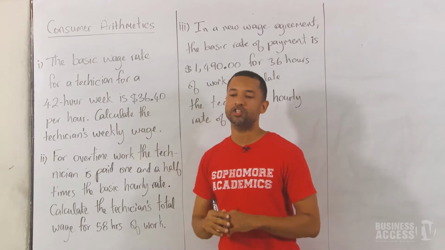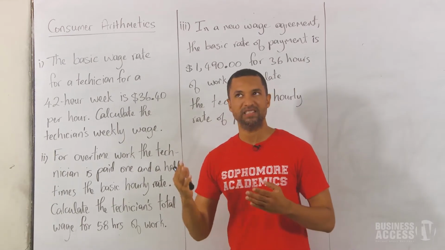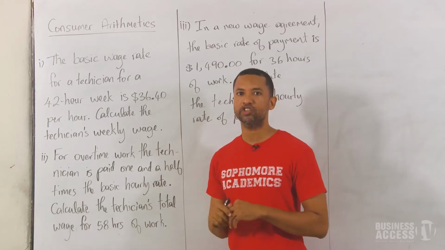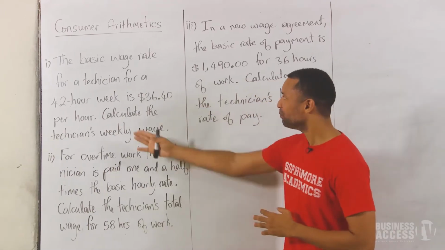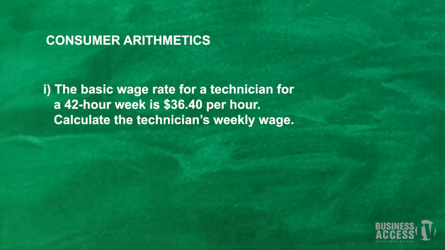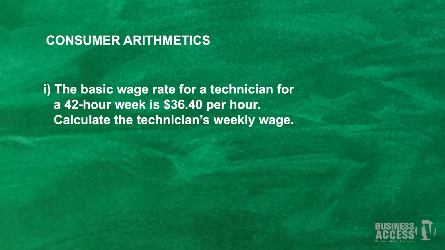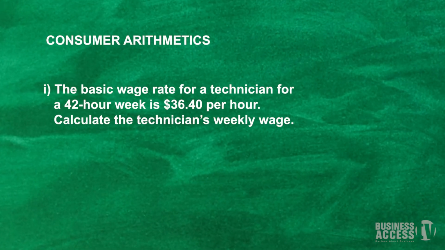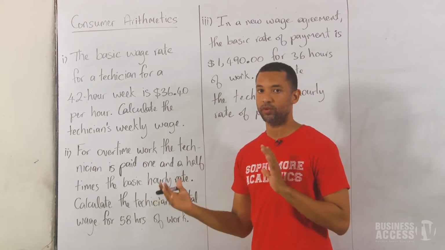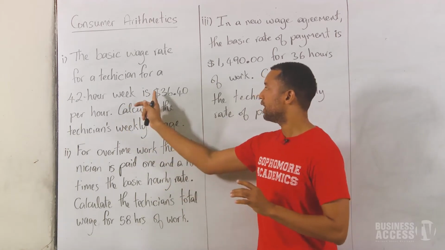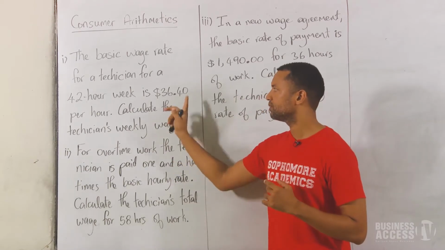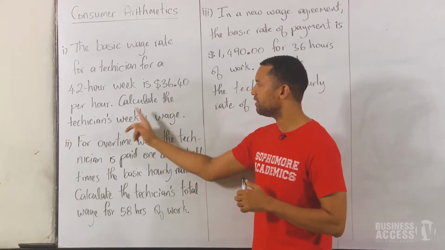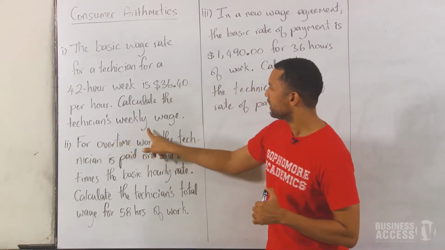This first question really falls under wages and salaries, but it's a wages question. We're going to get straight into it. Let's read. The basic wage rate for a technician for a 42-hour work week is $36.40. So this person is working 42 hours for the week, and at the end of the week he's getting $36.40. It says calculate the technician's weekly wage.